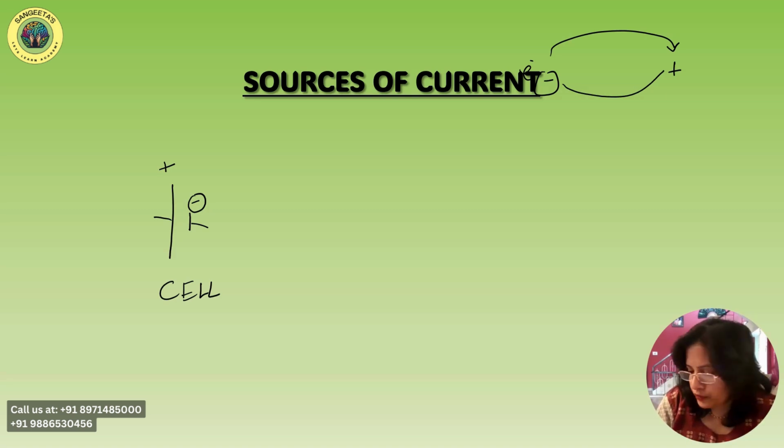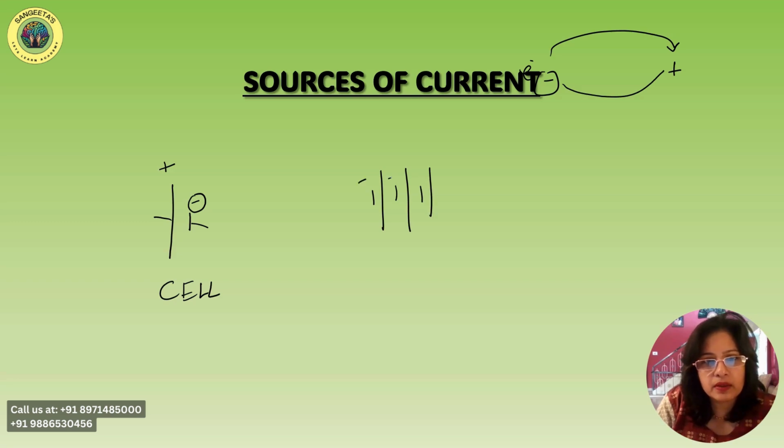A combination of two or more of them is known as a battery. These are negative and these are positive. So this is a battery.